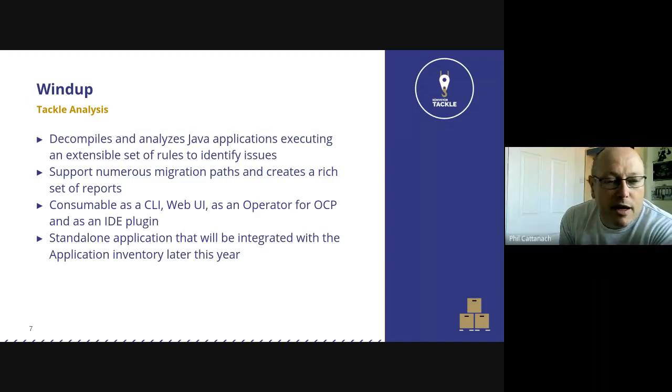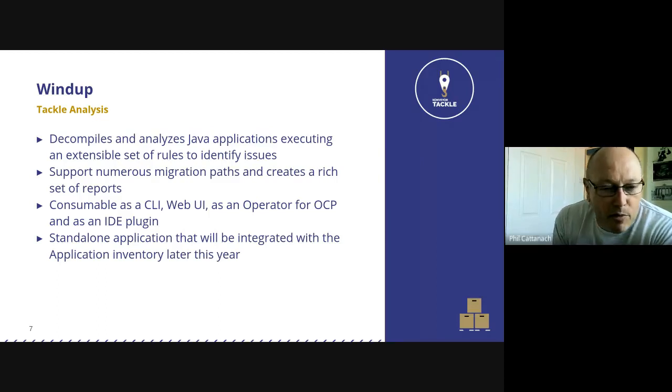It's a well-established project that's been around for some time now. It's very Java EE centric, and it decompiles applications and then uses an extensible set of rules to identify migration issues. So we have this concept of a set of targets, and the rules are linked to targets. So one target could be cloud readiness, for example, to look for cloud native patterns.